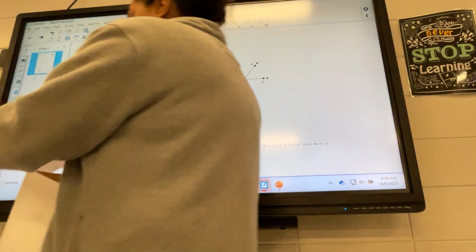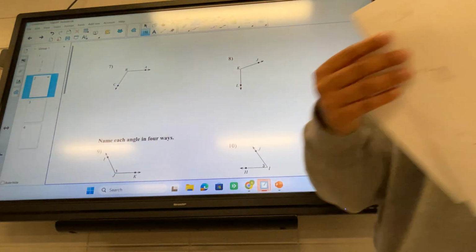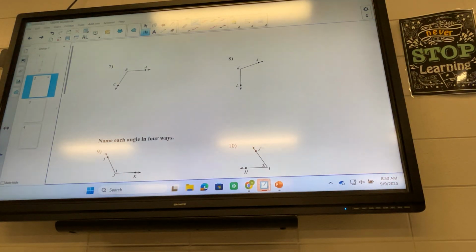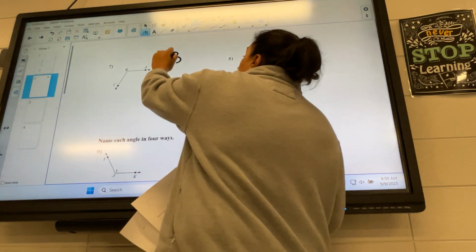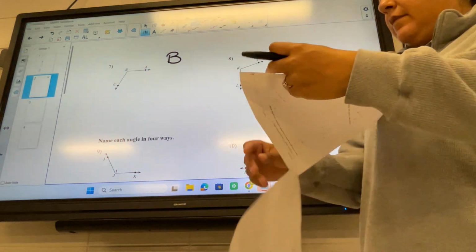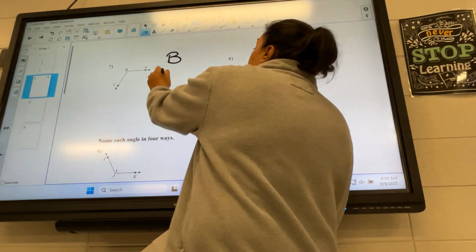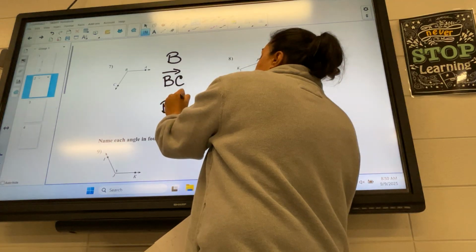Okay, look at number 7. What is the vertex? B is going to be our vertex. What is one of the sides? BC. And BA.